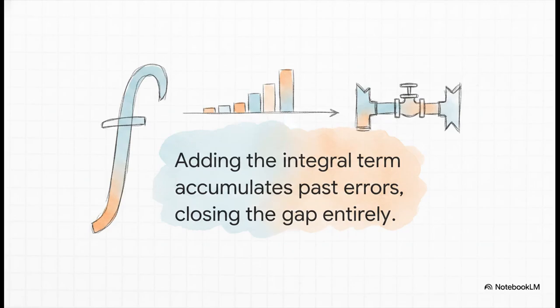Now, this equation right here is brilliantly elegant. We keep our proportional term, but then we add an integral term. That little integral symbol, think of it as the controller looking into the past. It mathematically accumulates all of the past errors over time.